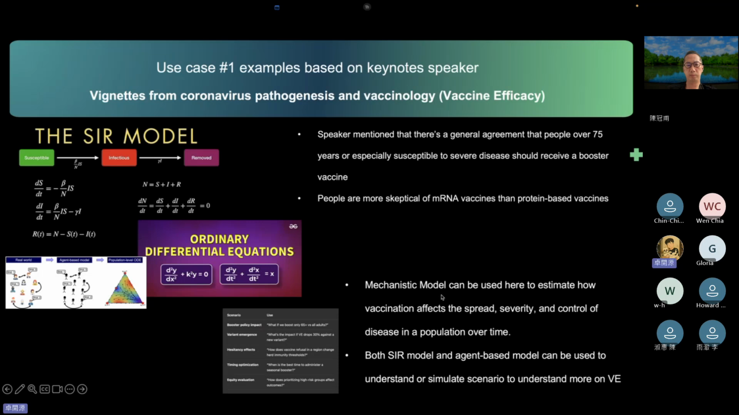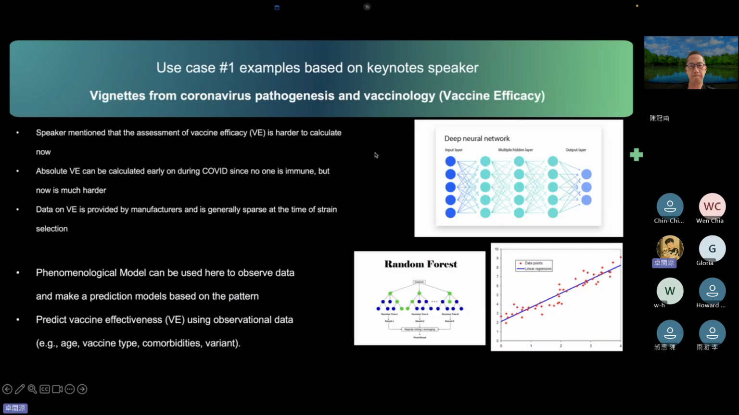Using a mechanistic model, we can estimate how vaccination affects the spread, severity, and other factors. We can use the SIR models or the agent-based model to simulate all these claims, which I think is really interesting because in the lab we've never really tried these kinds of mechanistic models yet. Another use case for the same vaccine efficacy is that the speaker also mentioned that the assessment of vaccine efficacy is harder to calculate now, since most people have been vaccinated, compared to earlier during COVID, when no one was immune.